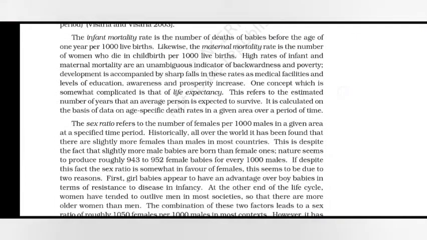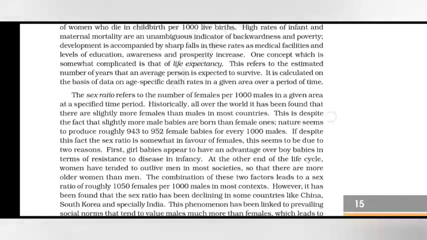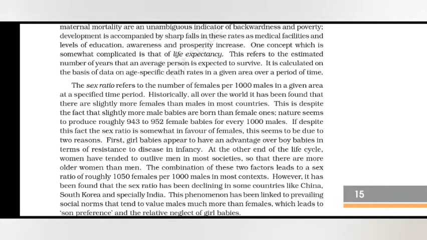The infant mortality rate is the number of deaths of babies before the age of 1 year per thousand live births. Likewise, the maternal mortality rate is the number of women who die in childbirth per thousand live births. High rates of infant and maternal mortality are an unambiguous indicator of backwardness and poverty. Development is accompanied by sharp falls in these rates as medical facilities and level of education, awareness, and prosperity increase.